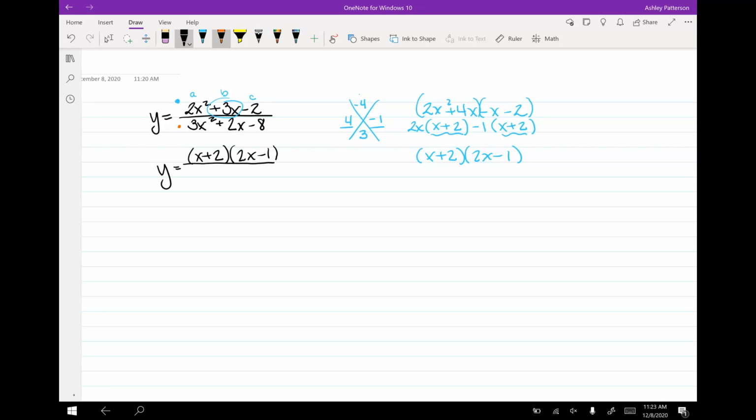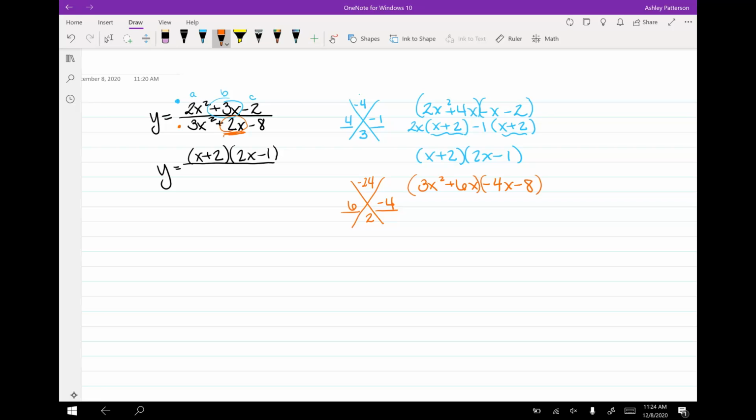And then for that bottom one, again, a times c at the top, so we get -24, and then b at the bottom. And we're trying to find two numbers that multiply to -24, but add a positive 2. So that's going to be 6 and -4. Okay, same thing. Substitute in for that middle value. So we get 3x squared plus 6x minus 4x minus 8. And we're not changing the value because 6x minus 4x gives us 2x. Okay, so then we factor by grouping.